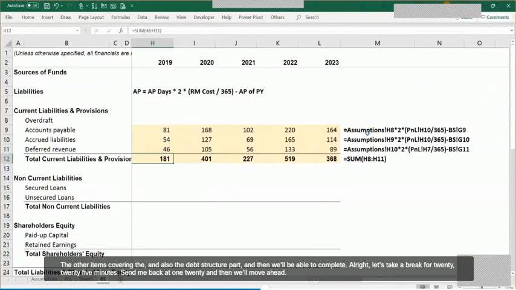All right. So let's take a break for 20-25 minutes and be back at 1:20, and then we'll move ahead with file number 5.